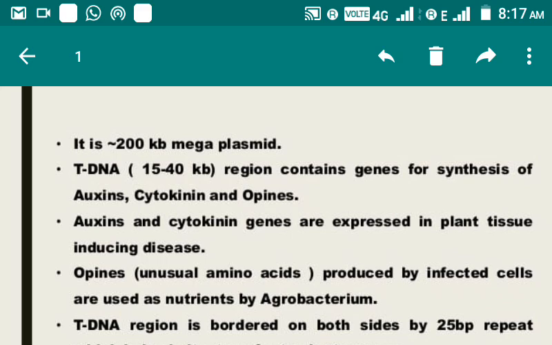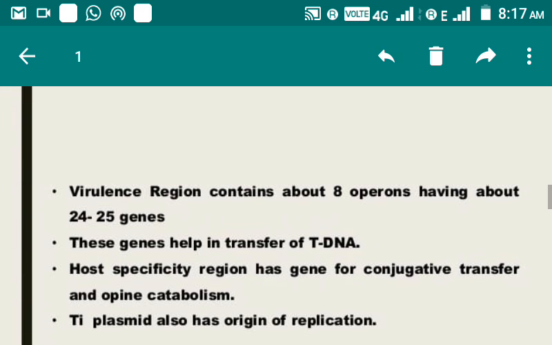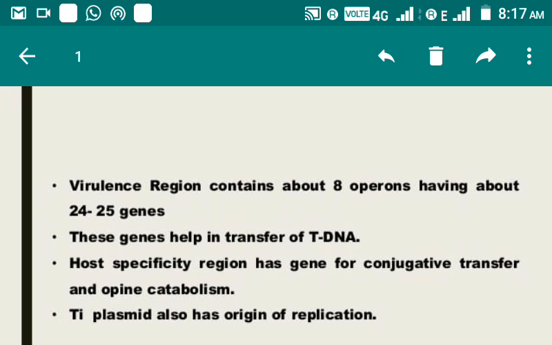It provides nutrients. tDNA region is bordered on both sides by 25 base pair repeats, which help in its transfer to the plant genome, that is the left border and right border. Next, another part is the virulence region, which contains about 8 operons having different genes, that is 24 to 25 genes, and all of these genes take part in the transfer of the gene sequentially, and each and every gene is important. Now these genes help in the transfer of DNA.